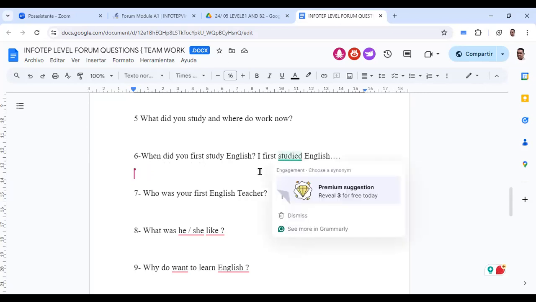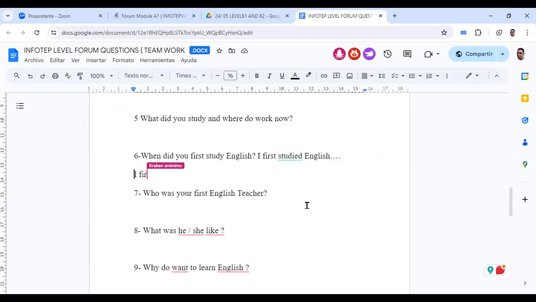That's why I want to see your writing, because I know that many of you use the translator to do your homework. And sometimes it's acceptable. I first studied, here the verb in simple past, studied. Sorry, teacher, because you said, when do you study? I answered as if you asked me. But if you say my first study, it's a little weird, that answer.